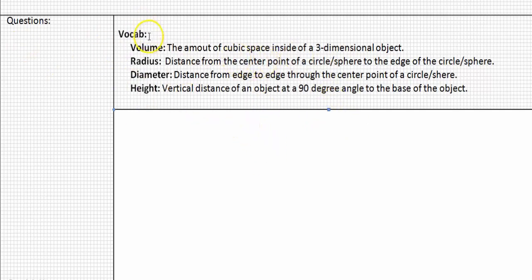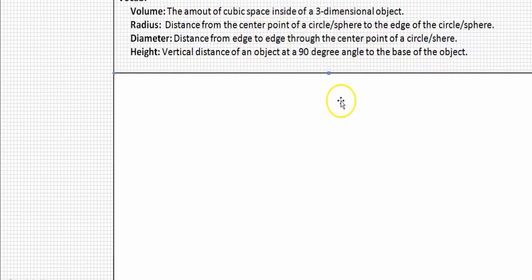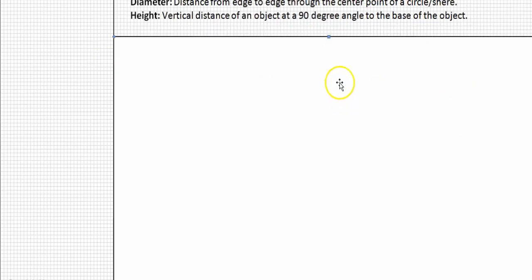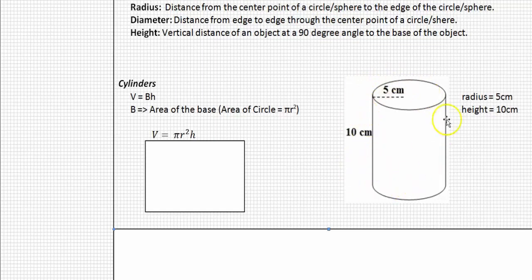So take a moment, again pausing if you need to, to get these definitions copied down, and they should be review, just to refresh our memory. And we're going to start out with cylinders. So here's our cylinder.